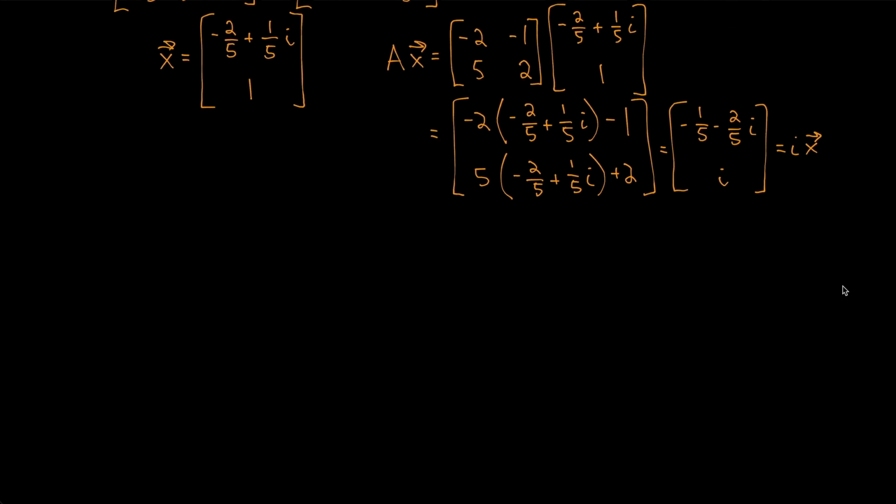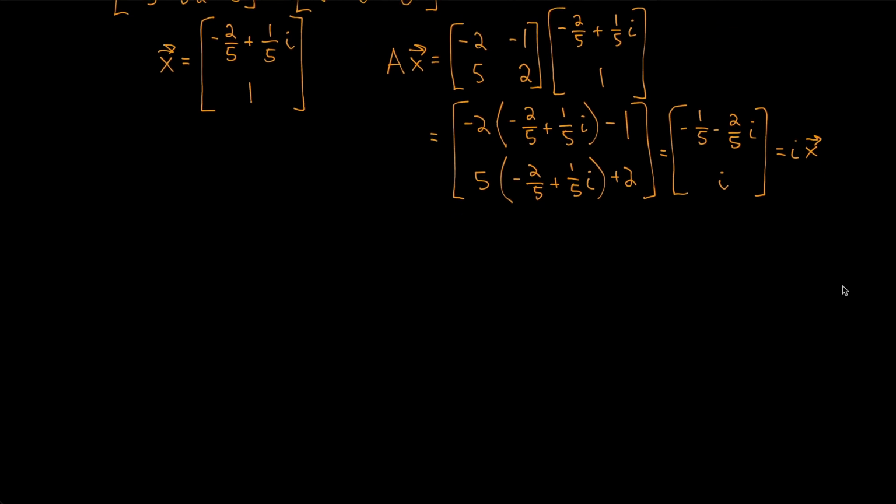Okay, how about we take a look at the other case we had where lambda was equal to -i. Okay, so then x should just be the conjugate of the x that we got before. So we shouldn't have to go through all the work of solving for it again. So it should just be -2/5 minus 1/5 i and 1. Because all I have to do is just take that plus and turn it into minus.